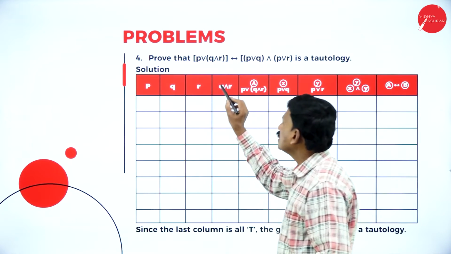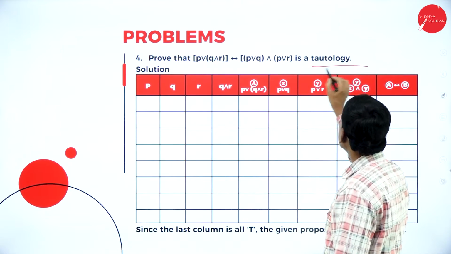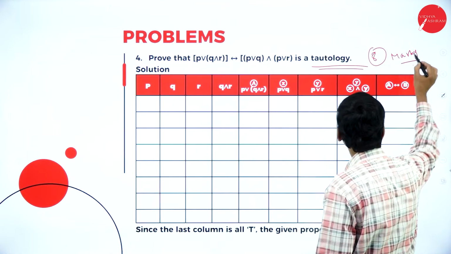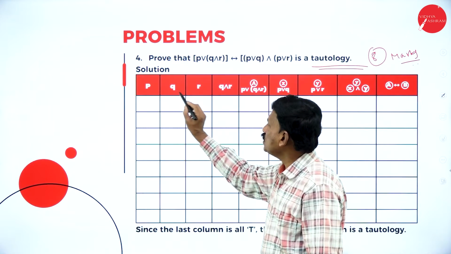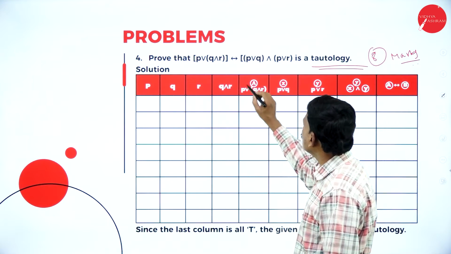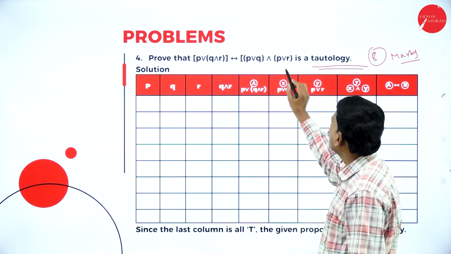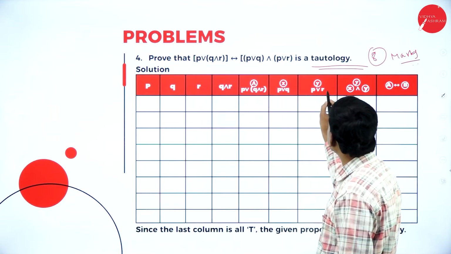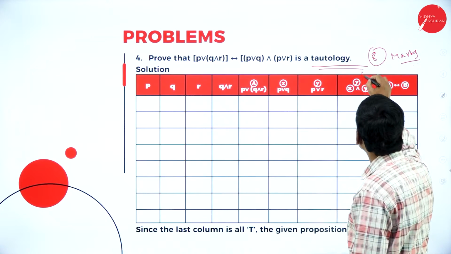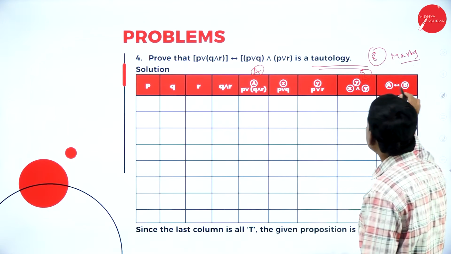Prove that P disjunction (Q conjunction R) is biconditional to (P disjunction Q) conjunction (P disjunction R) is a tautology. This is a very important question. You may expect this type of question for 8 marks. Now, just split this. So, P, Q, R, then Q conjunction R, then P disjunction (Q conjunction R). Let us call this A. Next, the second part, P disjunction Q and again P disjunction R. Then the conjunction between these two, let us call them X and Y, conjunction of X and Y, and call this B. This is B and this is A. Then A biconditional B.